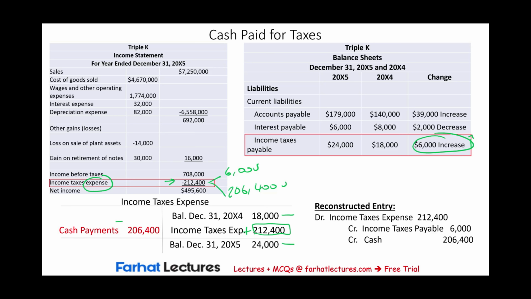I'm showing you the journal entry. If we want to see the overall entry, my expenses were $212,400, of which $6,000 were payable. I credited the payable. I did not pay it. If $6,000 is payable, how much is cash? The remainder, $206,400. And this is the overall journal entry.